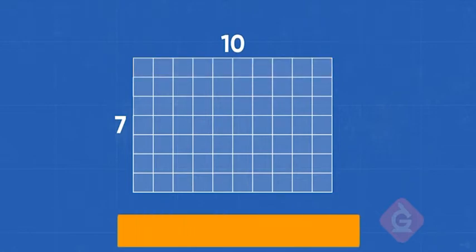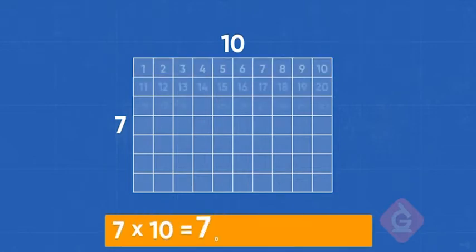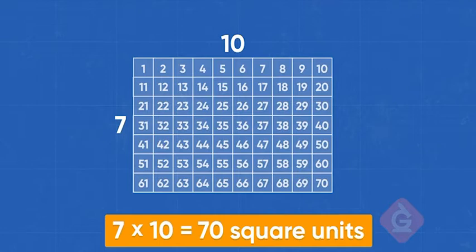To find the area of this rectangle, all I have to do is count along the length, which is 7 units, then the width, which is 10 units. Now I just multiply 7 times 10, which is 70 square units. That's the same answer you would get if you counted them one at a time.